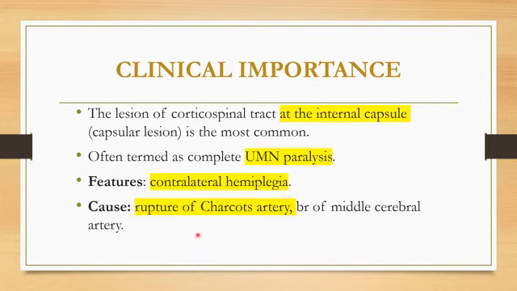The most common cause for the lesion at the internal capsule is rupture of Charcot's artery. This artery is a branch of the middle cerebral artery. Among the cerebral arteries, the middle cerebral artery has one branch named Charcot's artery. This Charcot's artery rupture is the main culprit for the lesion at the internal capsule. So this is termed upper motor neuron paralysis, the features are contralateral hemiplegia, and the cause is Charcot's artery rupture.